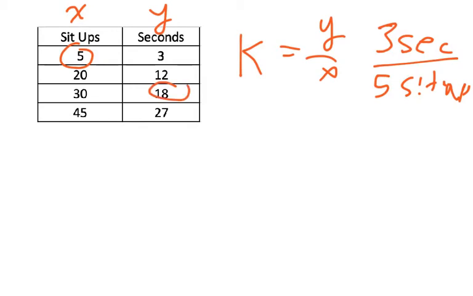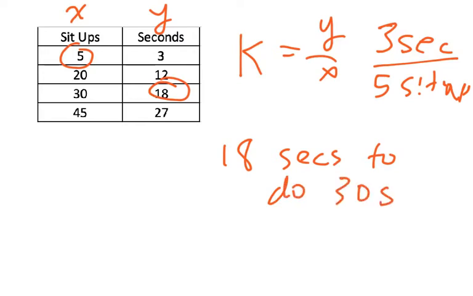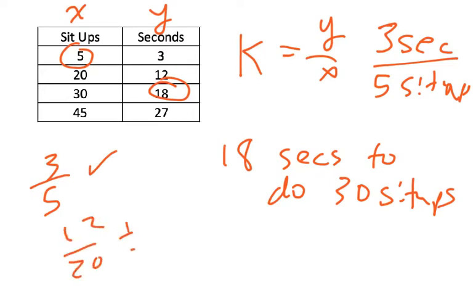So what would the 18 mean? The 18 means it takes you 18 seconds to do 30 sit-ups. And so if we were also to look at constant proportionality here, do each of these give us a 3 seconds to 5 sit-ups ratio? Well, the only way you could do that is actually divide each one. 3 over 5, check. What about 12 over 20? Well, 12 over 20 can be divided by 4, which gives you, once again, 3 over 5. So that also has a 3/5 ratio.